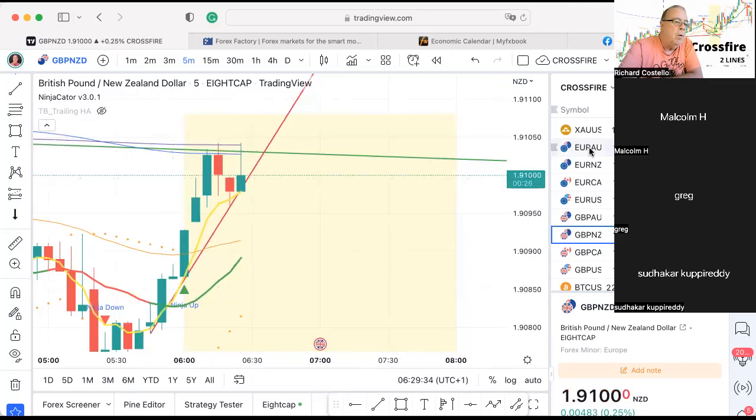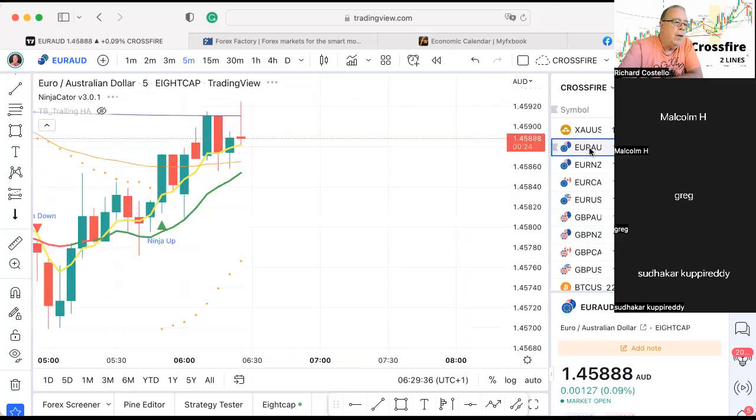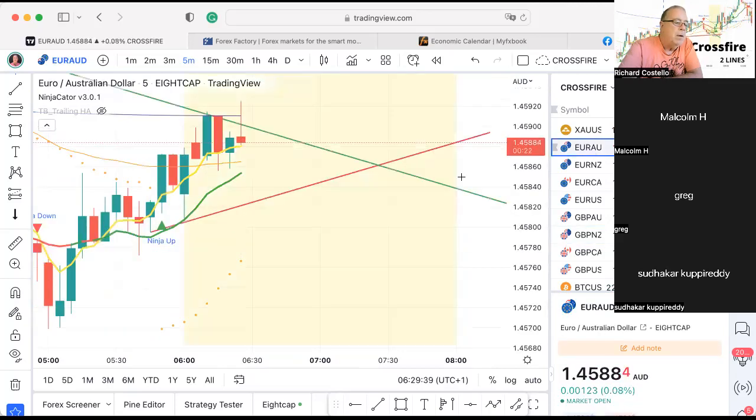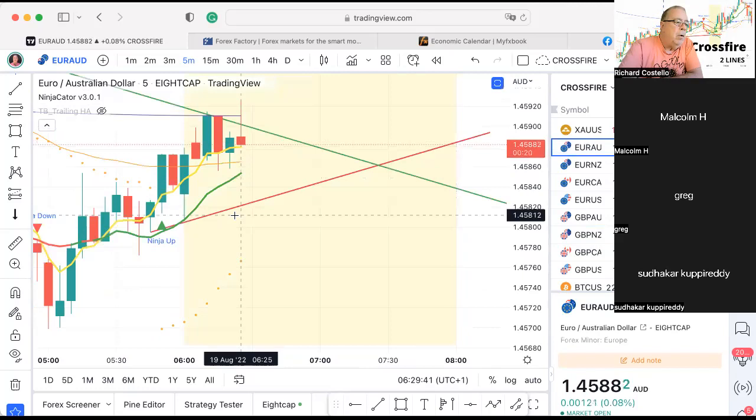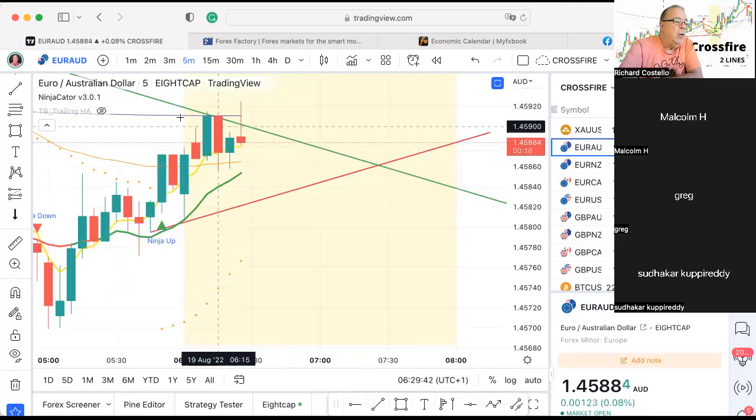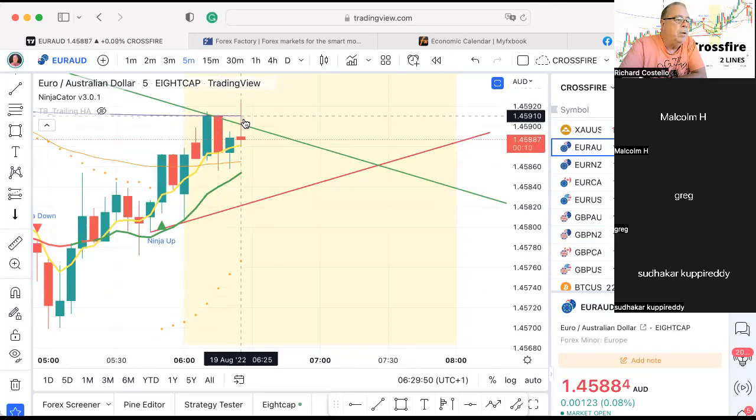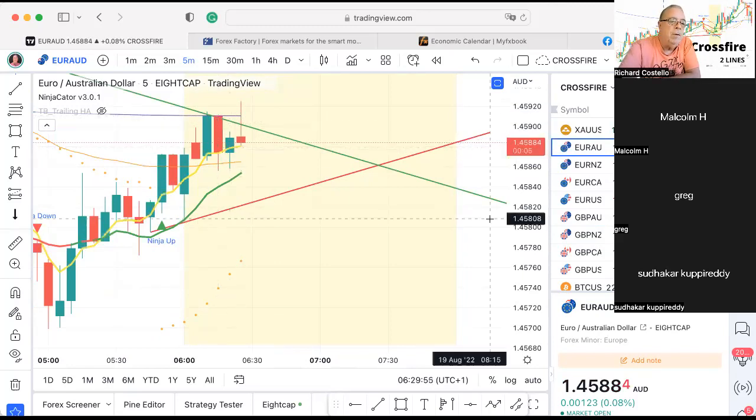So I'm just going to go very quickly through the 4 pairs. There again, you see, I think that's the purple, the 800 moving average. It's forming a resistance line. It's coinciding with our green line, so price is rejecting from it.